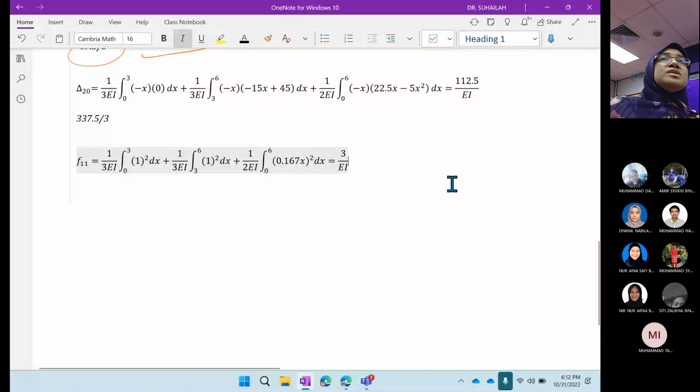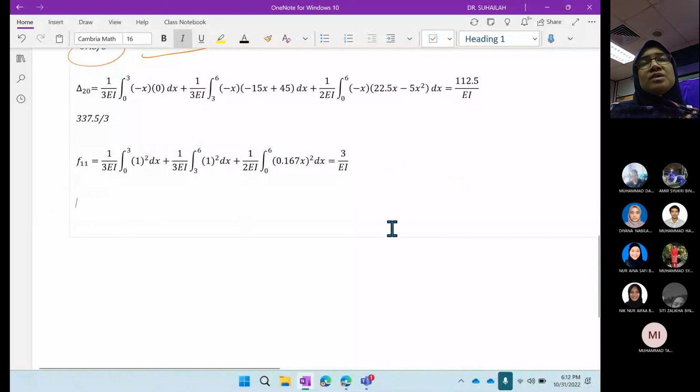Okay, so do the same until you get all F11, F12, F21, F22. Do it once only for F12 and F21, because it is a symmetry matrix. So continue all. Have you calculated F12 and F22? Not yet. You nak continue this until the end or you nak stop?